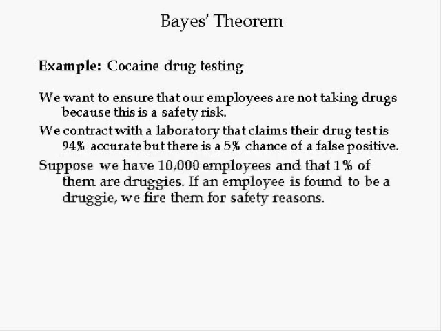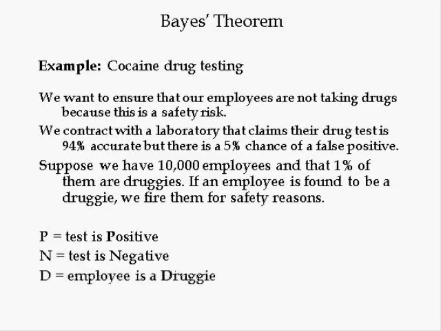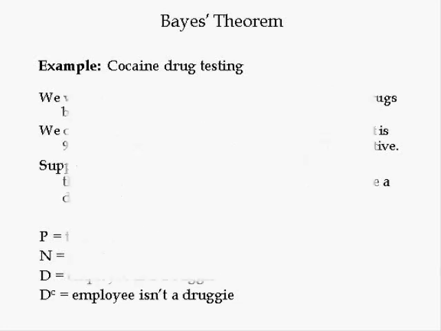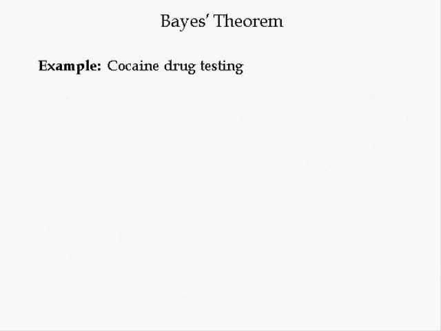Suppose our firm has 10,000 employees and that 1% of them are druggies. If an employee is found to be a druggie, we fire them for safety reasons. Let P denote a test that is positive. N denotes a test that is negative. D denotes an employee who is a druggie. D superscript C denotes an employee who is not a druggie. Translating the information about the drug lab into statistical notation yields the following.